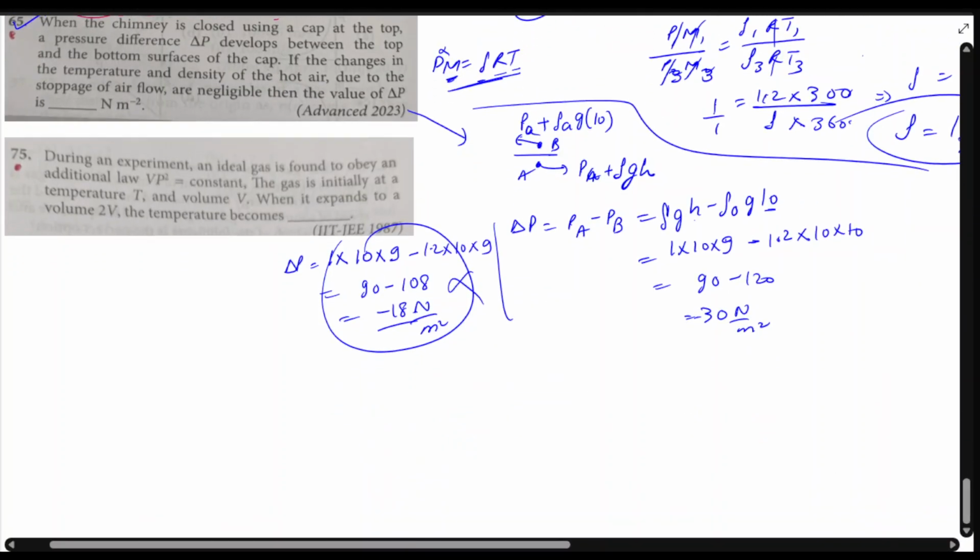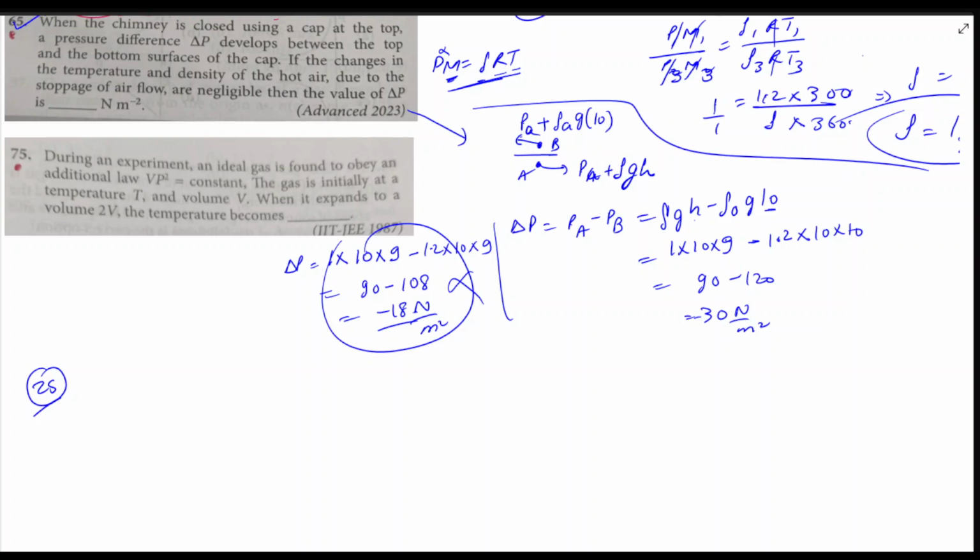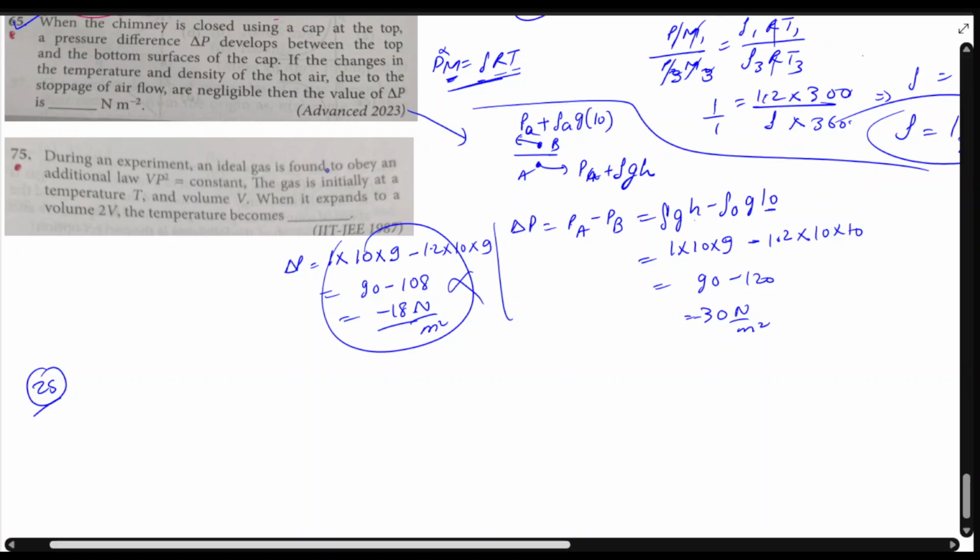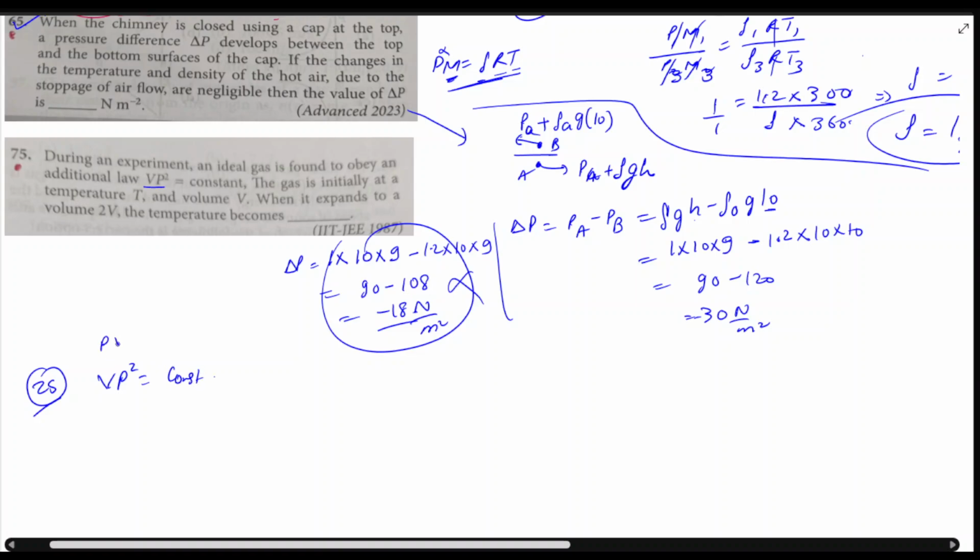Now let's move on to our last question, 25. During an experiment, an ideal gas is found to obey an additional law. This will be V P square equals constant. Okay, and we will have PV equals nRT. The gas has initial temperature T, volume V, and it expands to become 2V. So the temperature will be, okay, perfect.